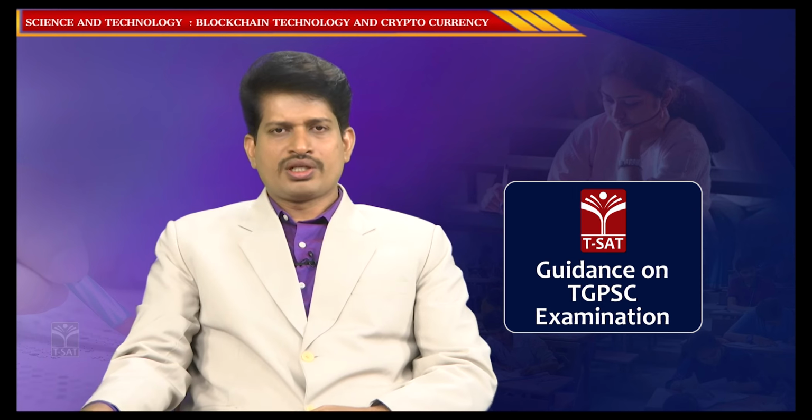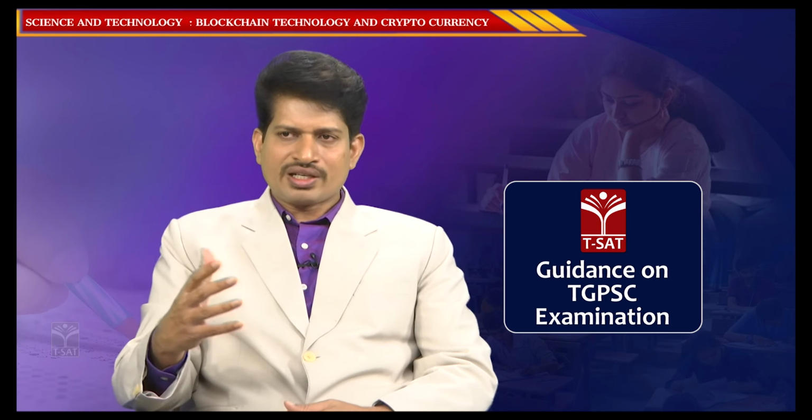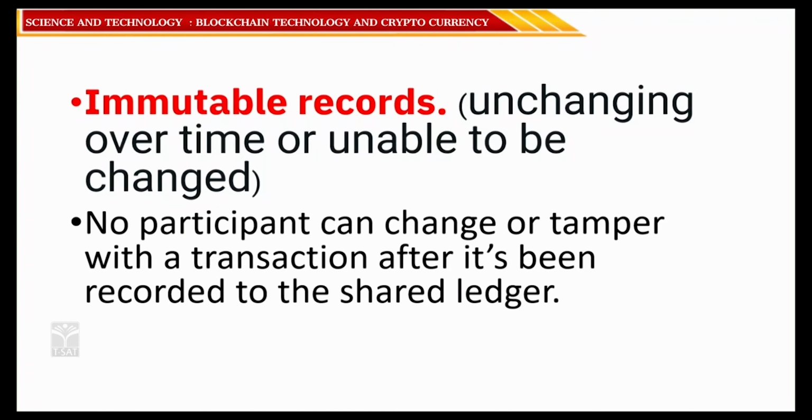Blockchain is an immutable ledger, which means it cannot be altered very easily. That is the reason why it is known as an immutable ledger.